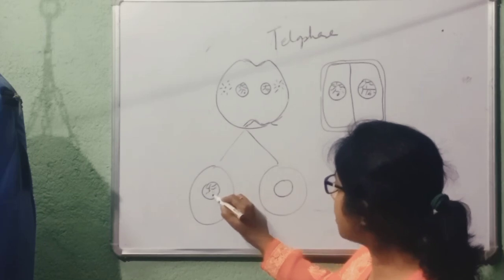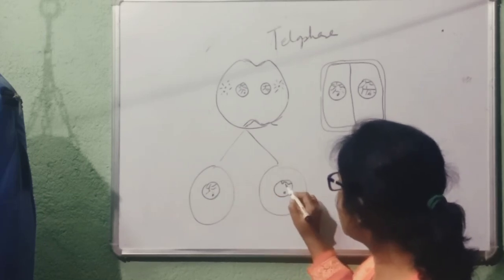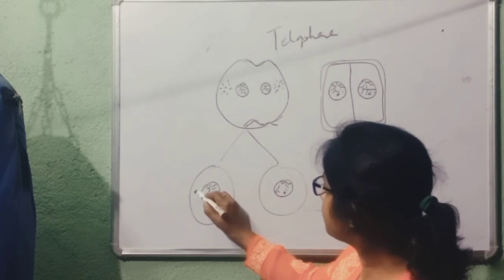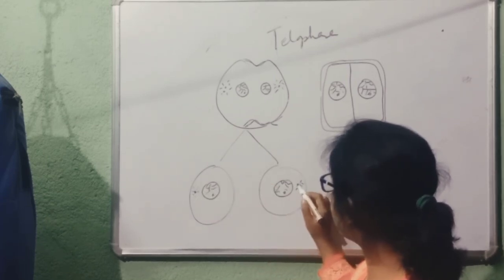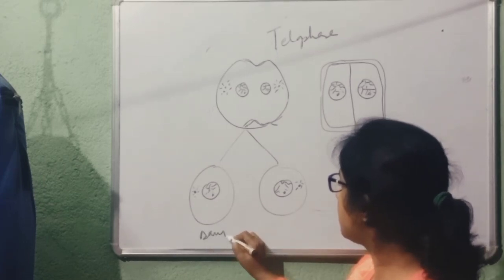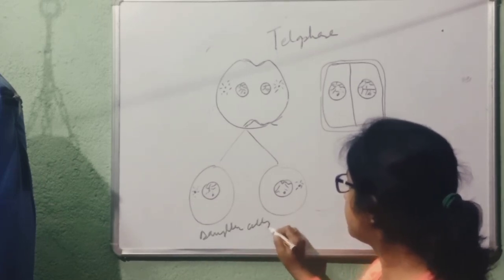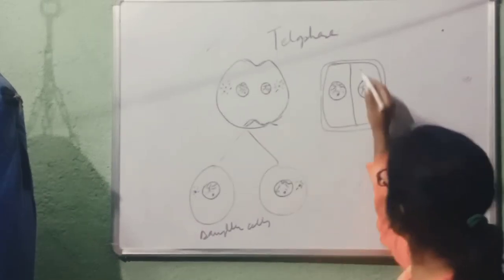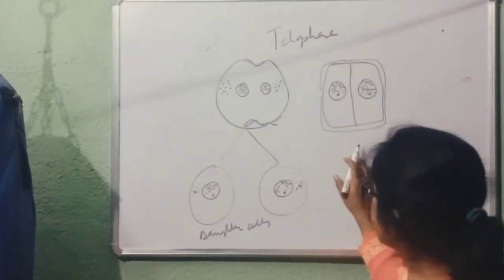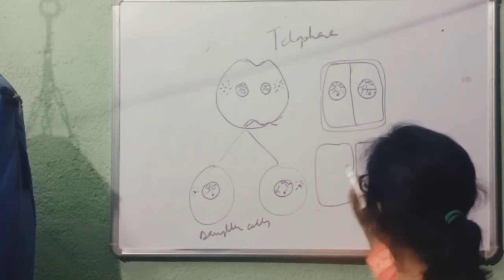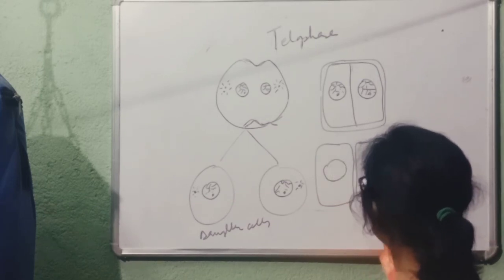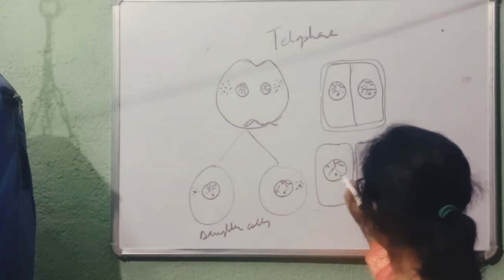Chromatin fibers are arranged in the nucleolus. There is a presence of nucleolus and a centrosome in each of the cells. These are the daughter cells. And in the plant cell, the cell plate appears. The cell plate divides the cell into two daughter cells. The parent cell splits into two daughter cells, each having a nucleus with a nucleolus and the chromatin fibers.